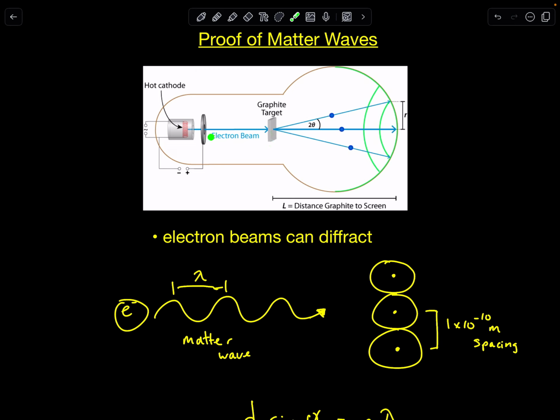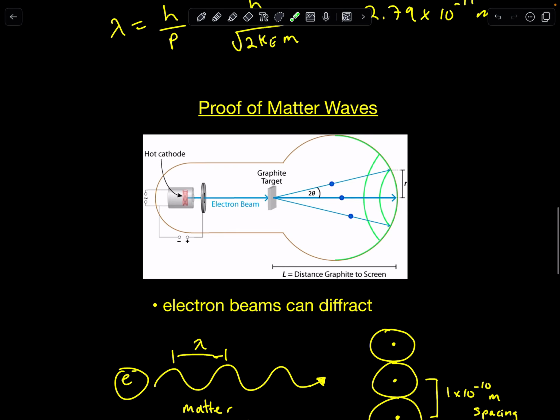And that electron beam, which has wave-like properties, is going to be scattered or go through that material. And if it goes through in between the spaces of atoms, it will diffract. The atoms themselves will behave like a diffraction grating, with these spaces, these apertures for those waves to go through. And if that spacing is on the same size as the wavelength of matter, we get maximum diffraction.